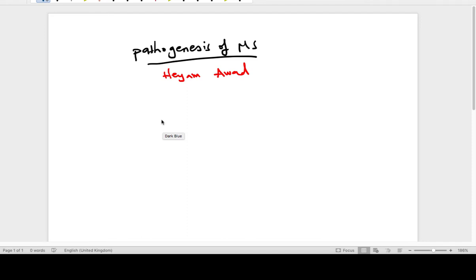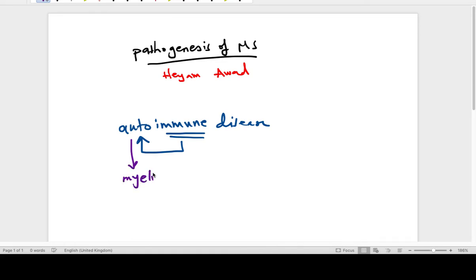Bismillah ar-Rahman ar-Rahim. In this video, we will discuss the pathogenesis of multiple sclerosis. As you know, multiple sclerosis is an autoimmune disease, which means that we have an immunologic response against an autoantigen, against a self-antigen. And of course, in multiple sclerosis, naturally, this antigen must be a myelin antigen. So we have an immunologic response against a myelin antigen.